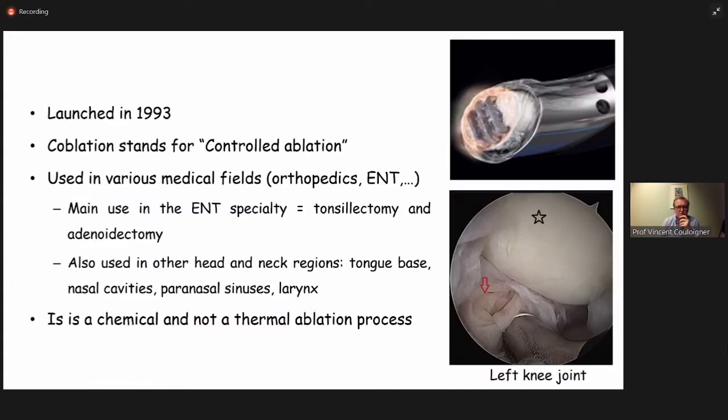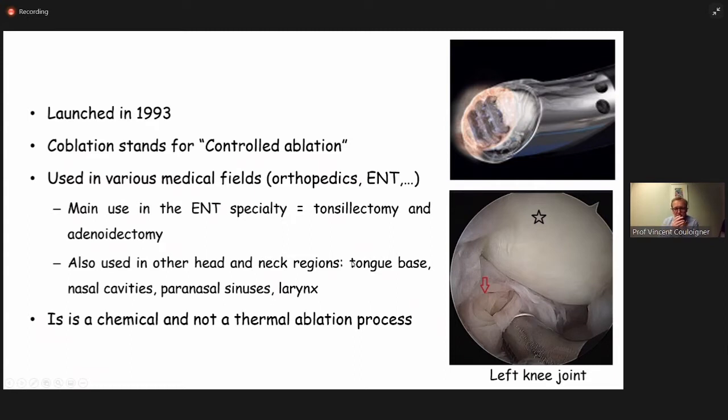So COBLATION started in 1993. The term COBLATION stands for controlled ablation, and it is used not only in ENT but in various medical fields such as orthopedics. On the right part of my slide, you can see a picture of the use of COBLATION for a knee joint arthroscopy and treatment.